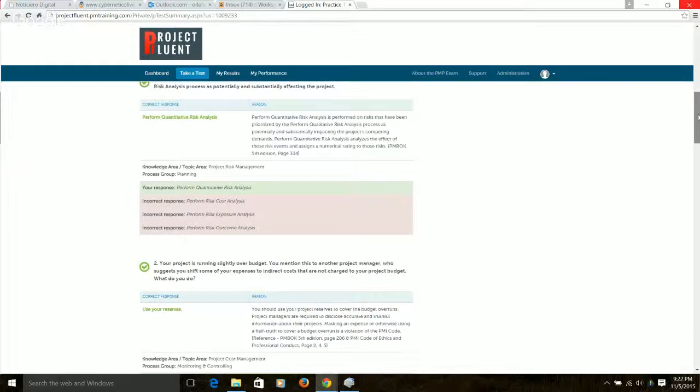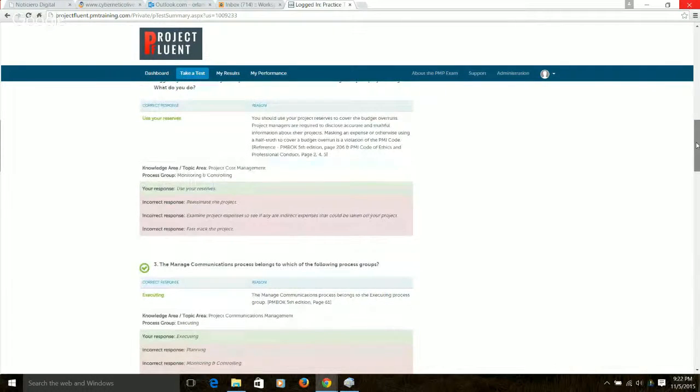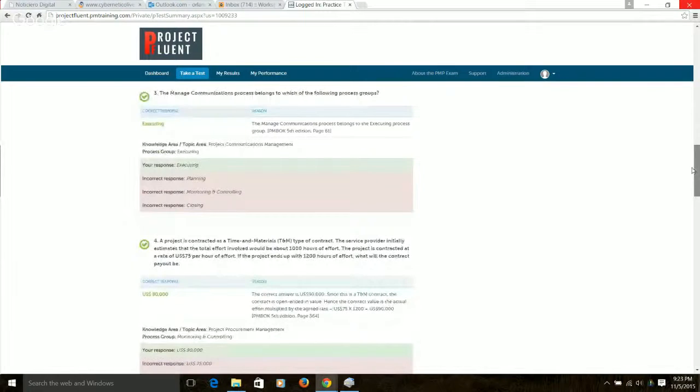Number two, your project is running slightly over budget. Then what do you do? You use your reserves. That's the right answer. You get that one right. The third one is manage communications. Like I told you, manage means action. It's an action verb, a verb that denotes action. So it's executing. That's the association right there. Then the time and materials, and you got that one right. So $75 times 1,200. So that is correct.